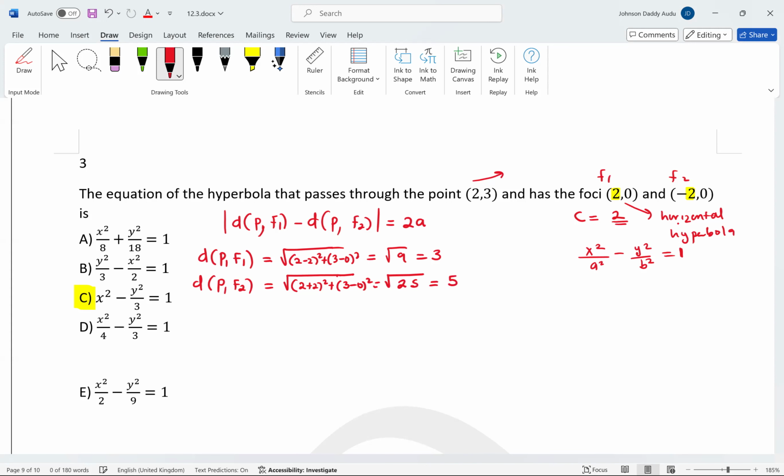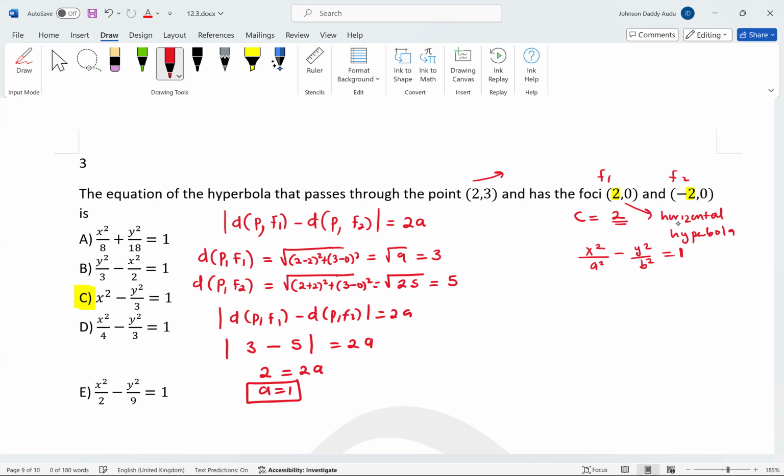So it simply means that this formula, this minus this equals 2a, will give us the absolute value of 3 minus 5 equals 2a. So this is just minus 2, so 2 is equal to 2a. So it means a is actually equal to 1.